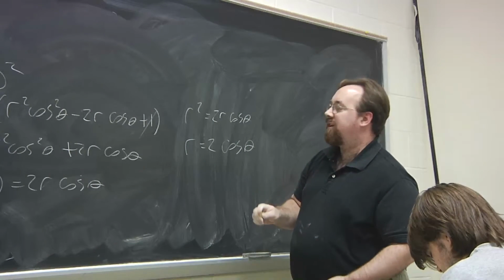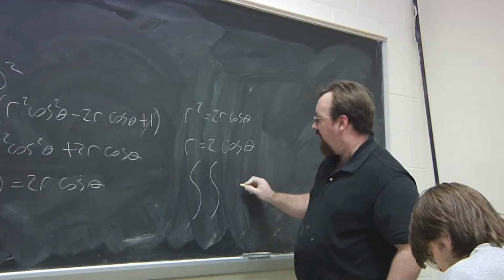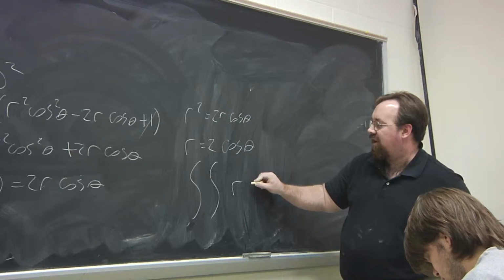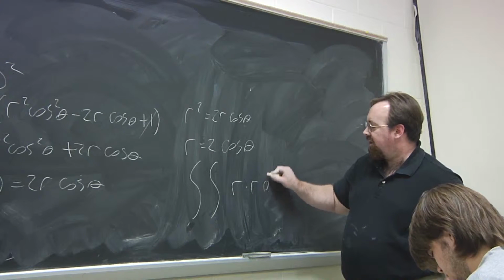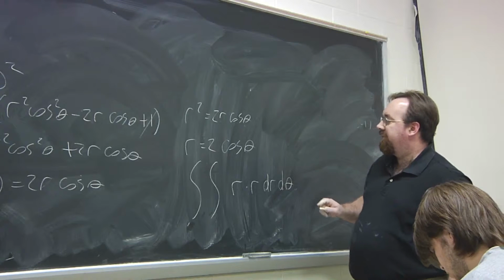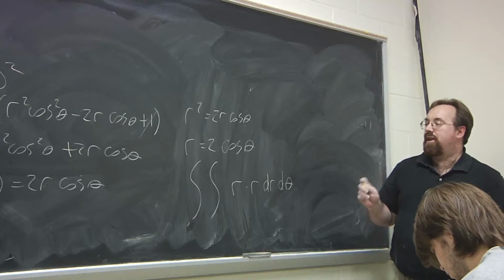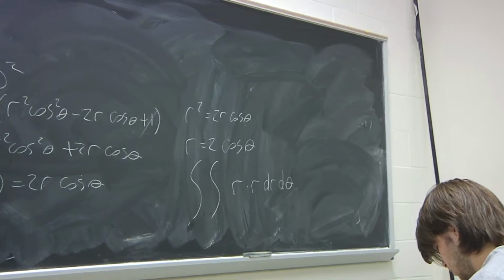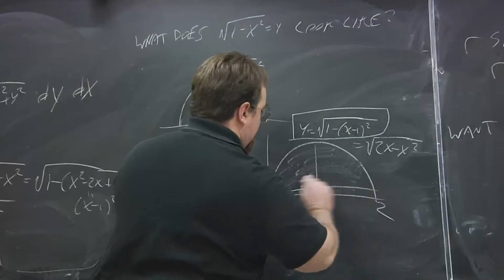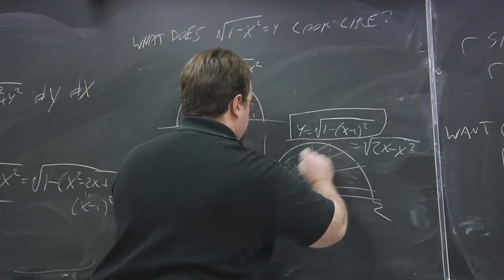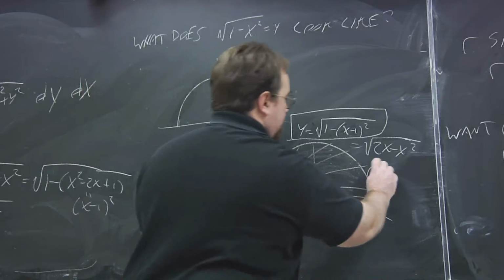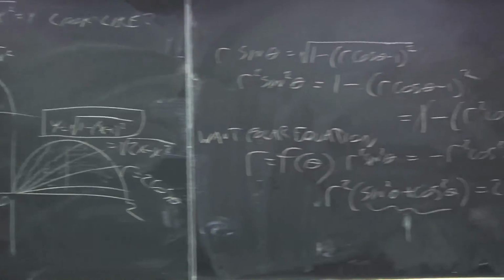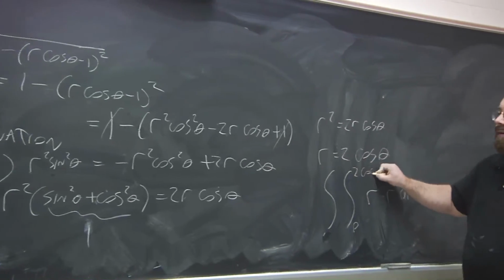Okay, so what we need are limits in terms of r and theta. Our integrand is the square root of x squared plus y squared. Well, that's just r. And then don't forget the r dr d theta. So the limits in terms of r are going to be starting from r equals 0 out to where this curve is, r equals 2 cosine theta. So those are our inner limits: 0 to 2 cosine theta.